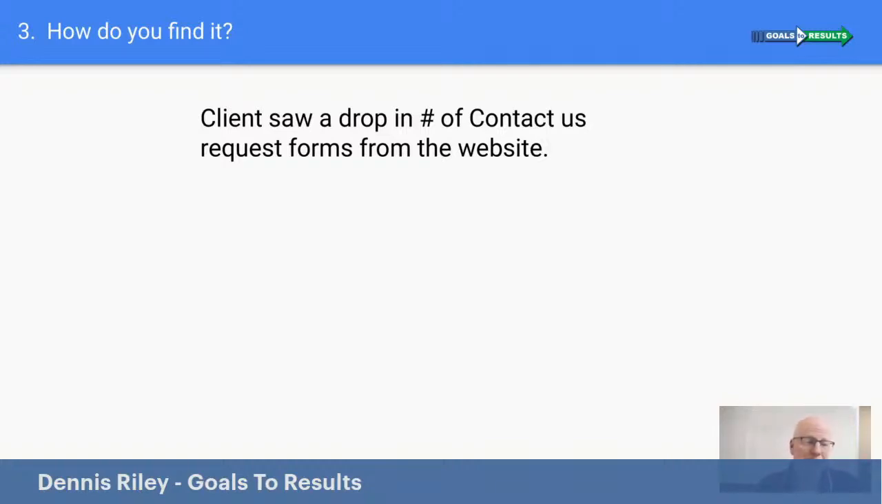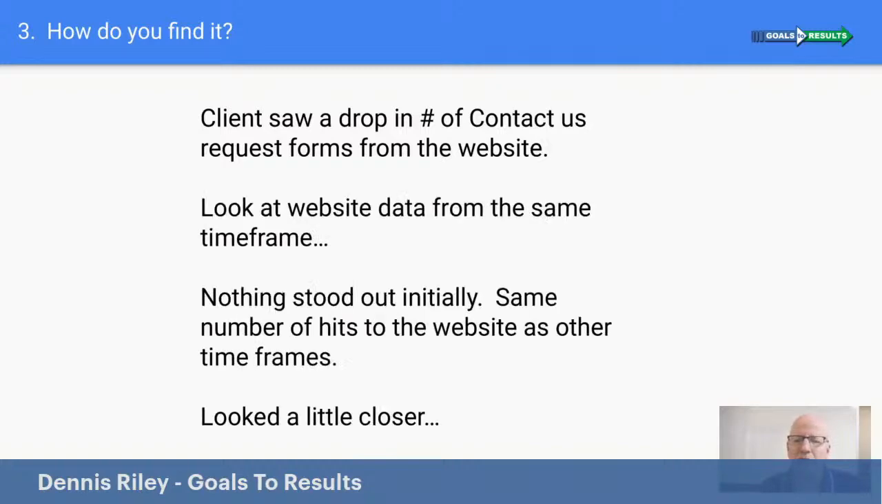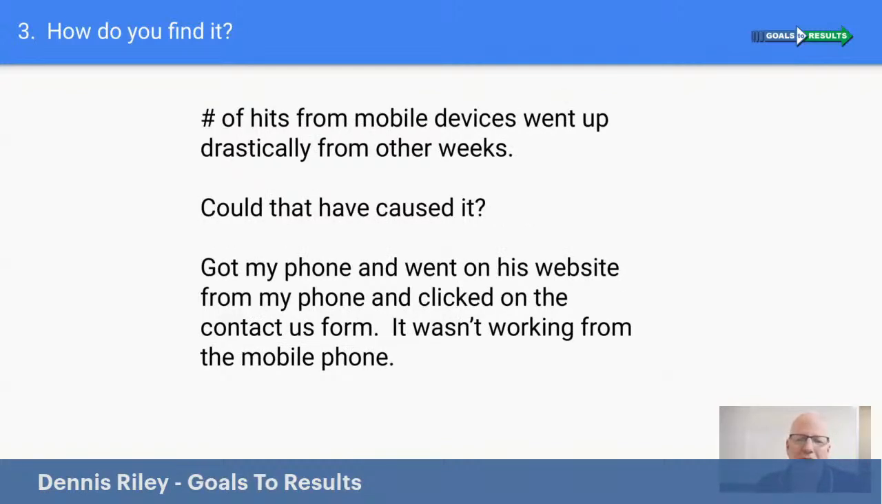When we were looking at some charts week by week by week, we noticed that there was a drop. There was a drop for some reason in the contact us forms. We looked at the website data from the same time frame. Nothing really stood out. The same amount of hits were coming to the website as in other time frames, but we couldn't find out why. In the Google Analytics part, we kept looking, looking, looking. Finally, what we saw was a drastic increase in hits from mobile sites.